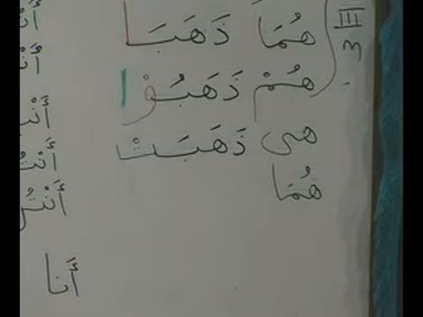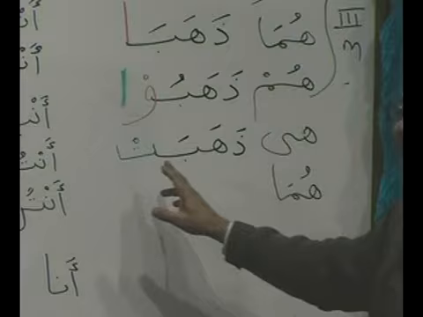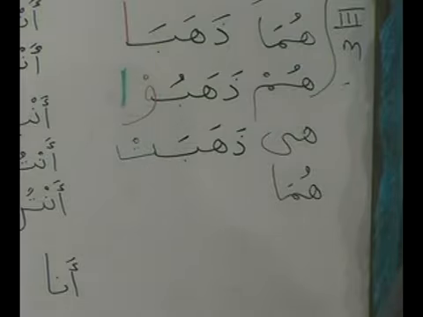Okay. Where is the fa'il? Mustatir. Never ever say this is fa'il. Brother, I have a very weak heart. I'll get a heart attack.